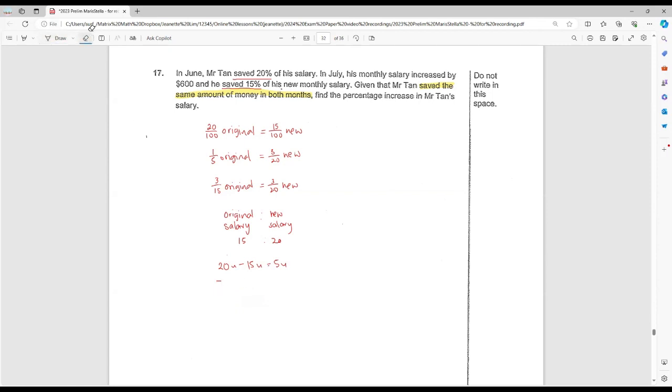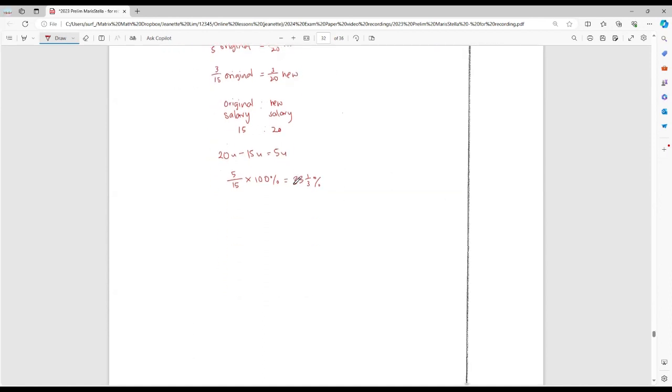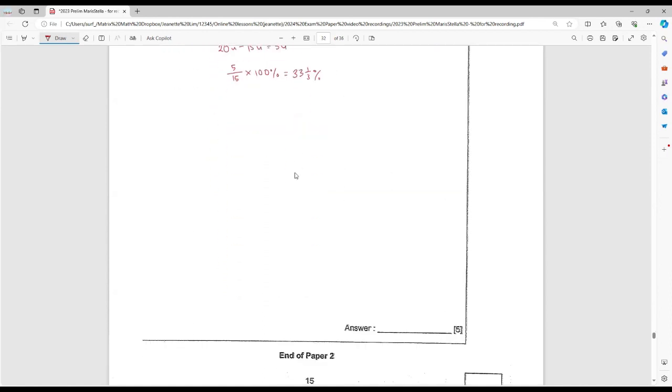Percentage increase, what is the increase? Increase over original. Okay, so this is the increase, 5 units. Increase over original times 100%. So we can actually use the units to help us find the answer, and then leave it as mixed number. We don't even need to use the 600 in this question. Okay, so answer is 33 and 1/3%.